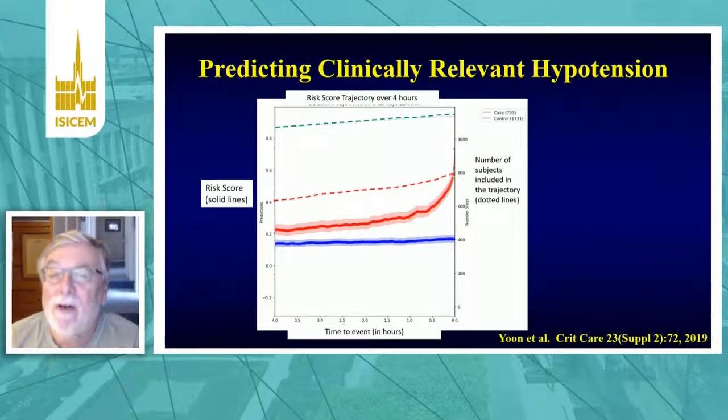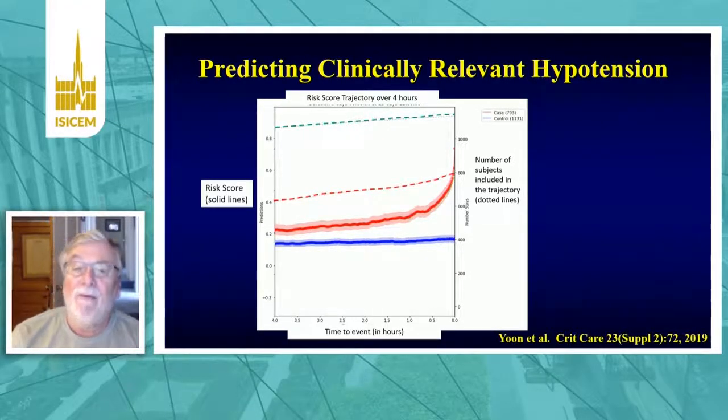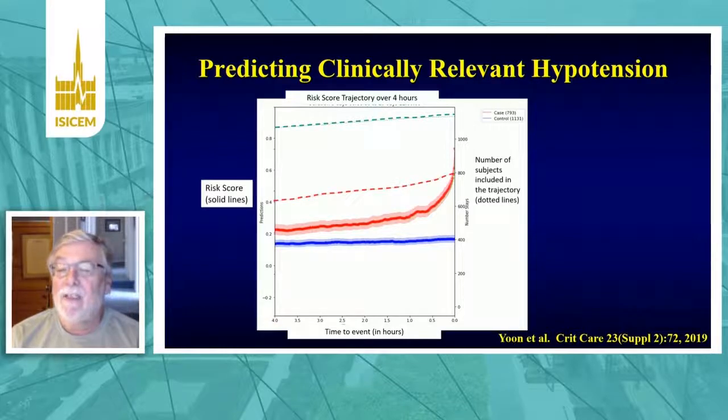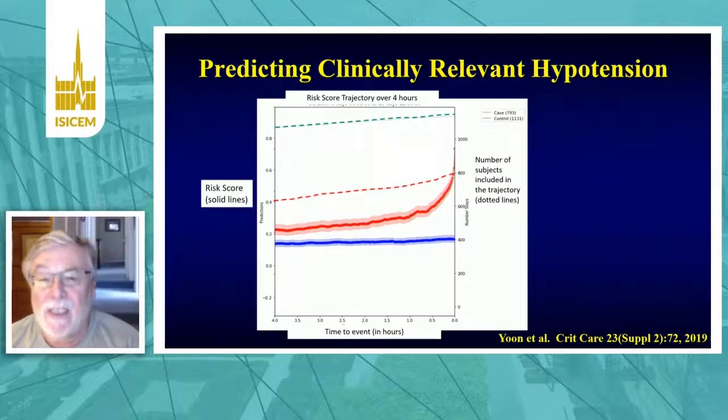And what we're showing you here on the dotted lines is the total number of patients in each group. Cases now are in red and controls are now in green up above. And you can see that as we get closer and closer to the event in hours, from 4 hours out, there are more and more cases in which we had monitoring events to assess.